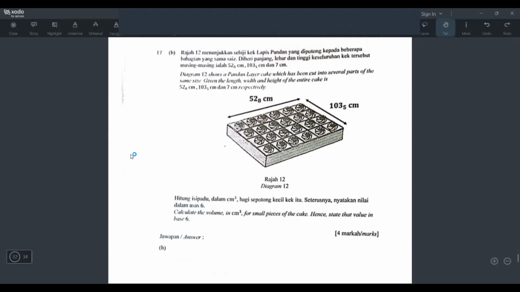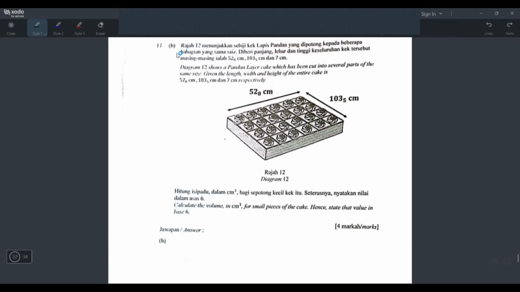Okay, let's continue. 17b. Diagram shows a pandan layer cake which has been cut into several parts of the same size. So the pandan cake, cut. And these are all same size. Given the length, width, and height of the entire cake is 52 base 8, 103 base 5, 7 cm. So the length is 52 base 8. Okay, they already label for me. And then the width is 103 base 5. They also label. The height is 7 cm. So the height they never label. So I label myself. This one is 7 cm.